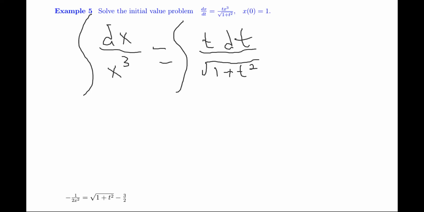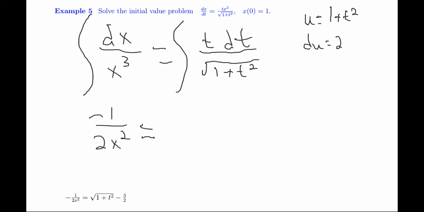The integral of the left-hand side, the integral of x to the negative third power, is negative 1 over 2x squared plus some constant c, but we're going to ignore that because we're just going to move that over to the right in the end here. And this is equal to, all right, now we need to integrate the right-hand side. To do that, we take u is equal to 1 plus t squared. So du is equal to 2t dt, or in other words, du over 2 is equal to t dt.